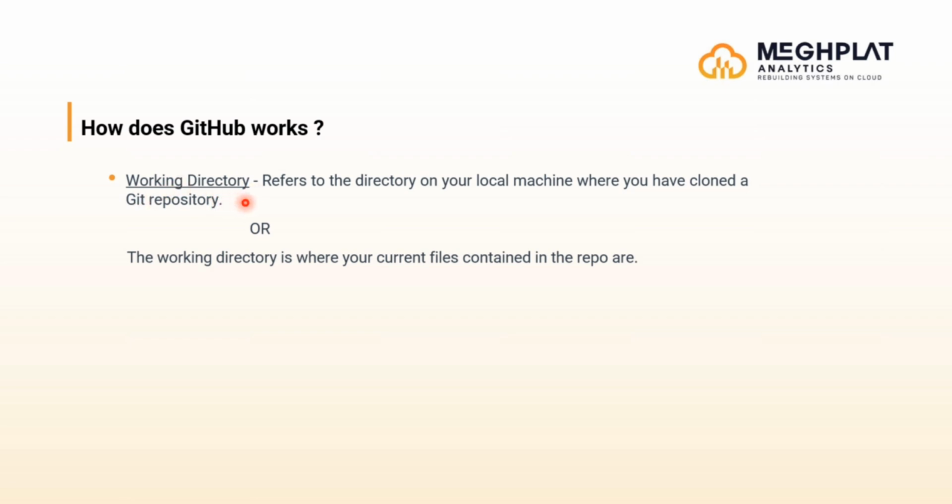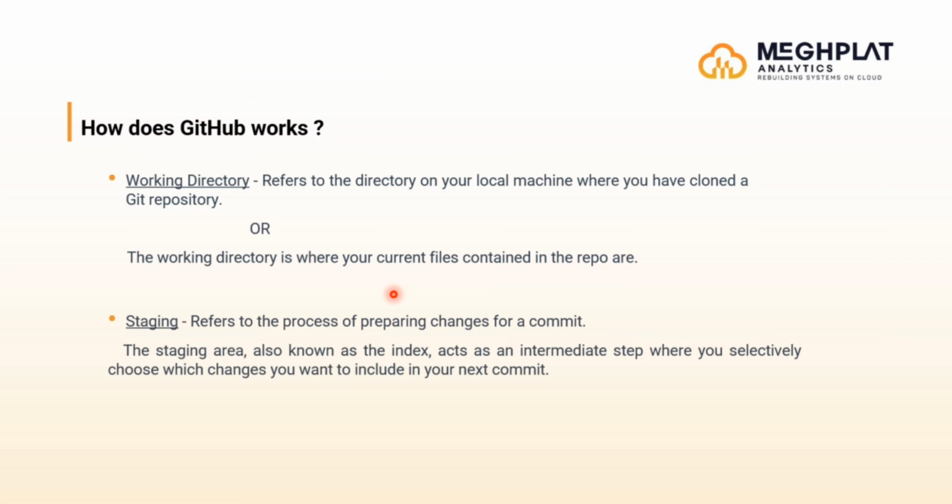Working directory refers to the directory on our local machine where we have cloned a Git repository. Or in simple words, we can say that the working directory is where our current files contained in the repo are. Then the next one is staging, which refers to the process of preparing changes for a commit. The staging area, also known as the index, acts as an intermediate step where we selectively choose which changes we want to include in our next commit.